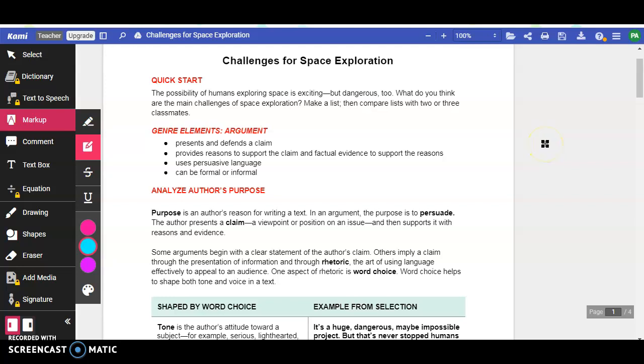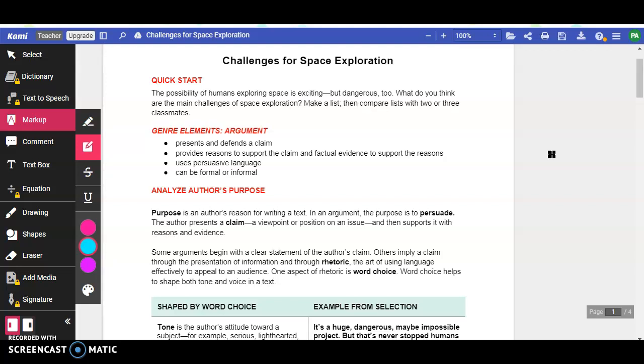Hello, let's discuss Challenges for Space Exploration, the article you read on Thursday, February 11th. This is an article that is considered an argumentative text. Its purpose is to persuade the reader.